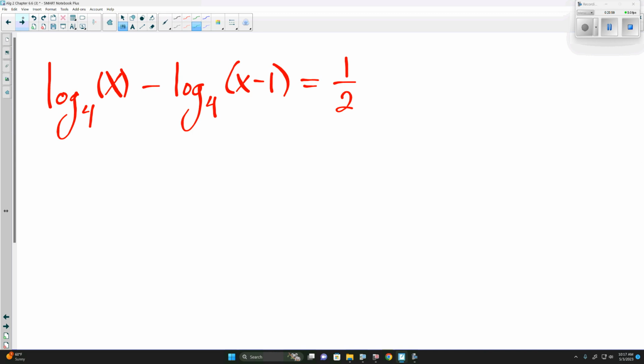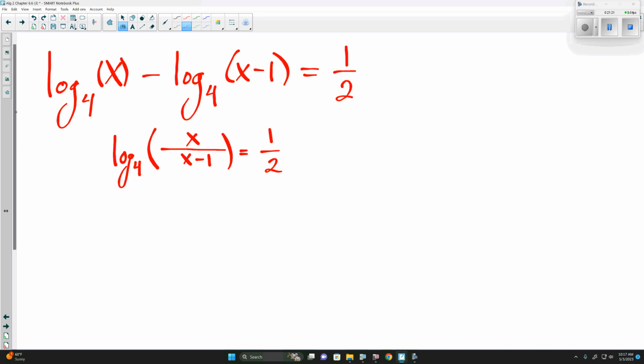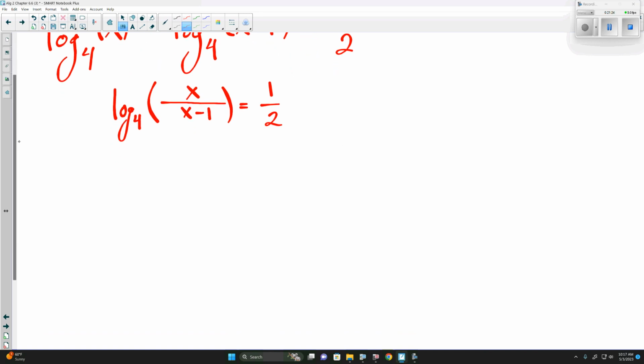Log base 4 of x minus log base 4 of x minus 1 is equal to 1/2. Well, just like with the previous one, we can rewrite this as a single log. So we have log base 4 of, now because they're being subtracted, we would have division. Log base 4 of x over x minus 1.